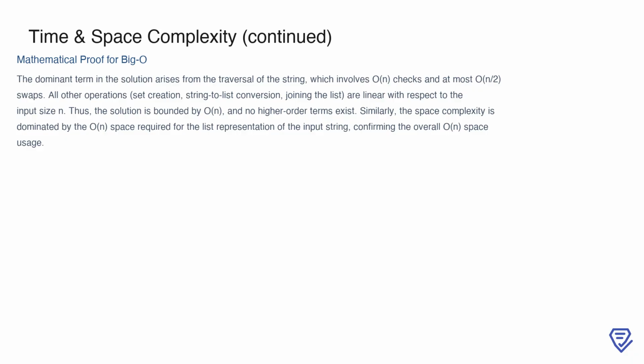Similarly, the space complexity is determined by the O(n) space needed for the list representation of the string, as all other components require only constant space. This confirms that both the time and space complexities of the solution are O(n).